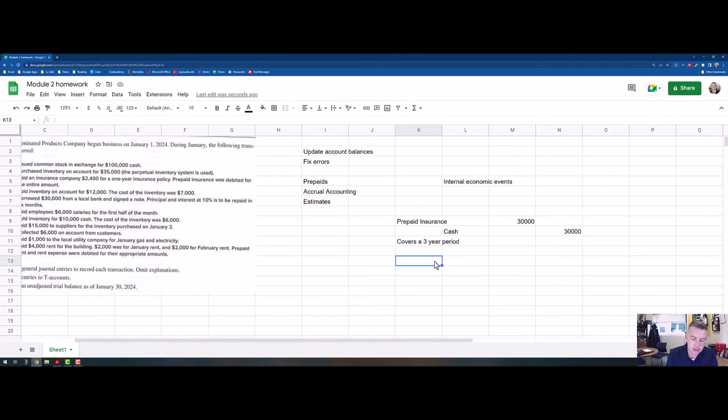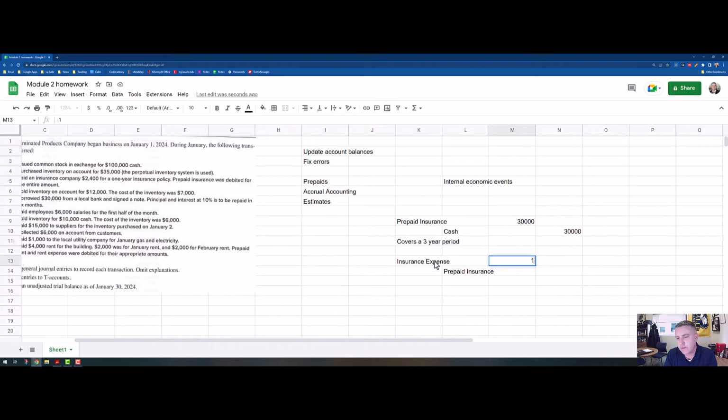We need to say insurance expense, and we are going to credit the prepaid insurance account. Why a credit? Because prepaid insurance is an asset. It provides future benefits to the company, and we need to reduce it. So to reduce an asset, we do a credit.